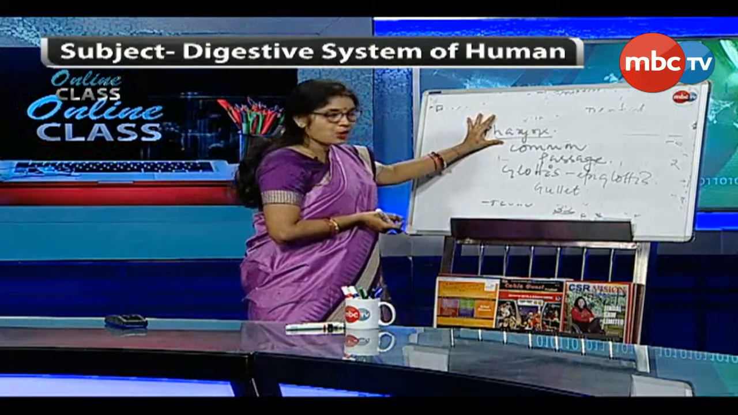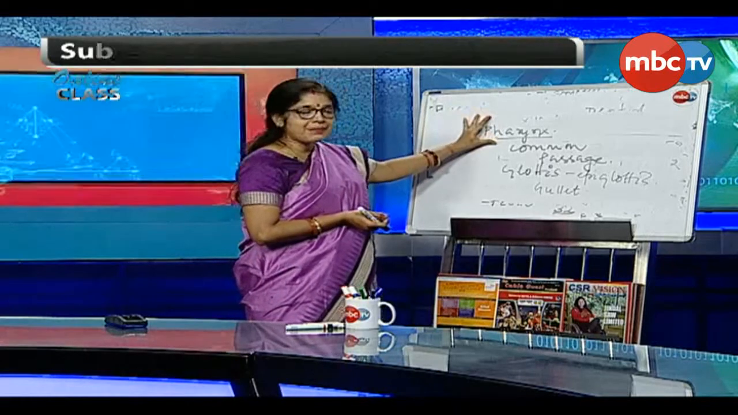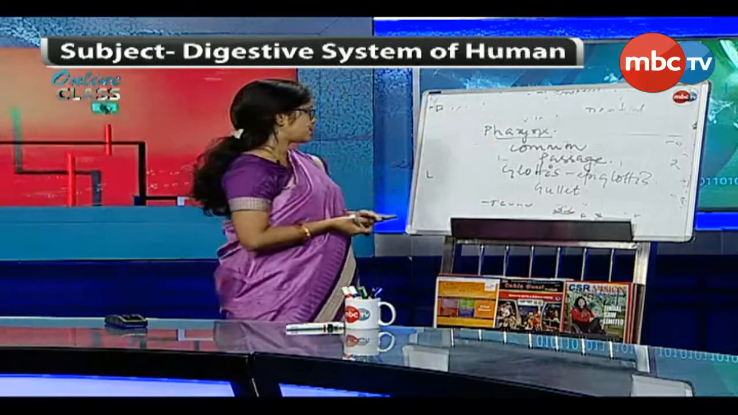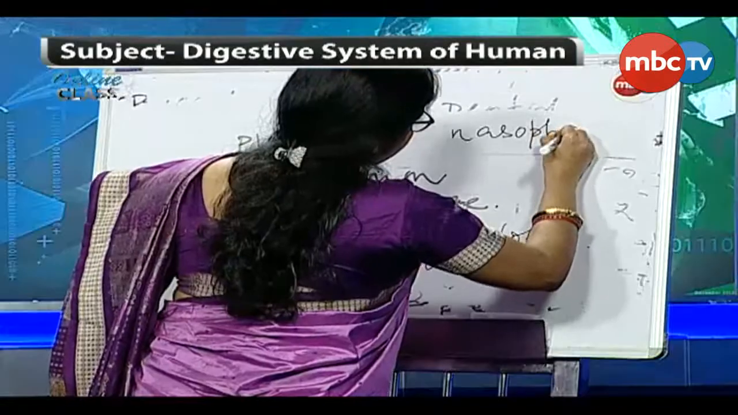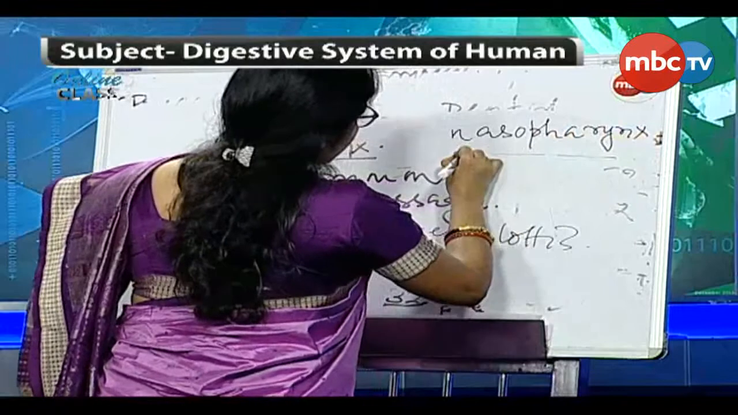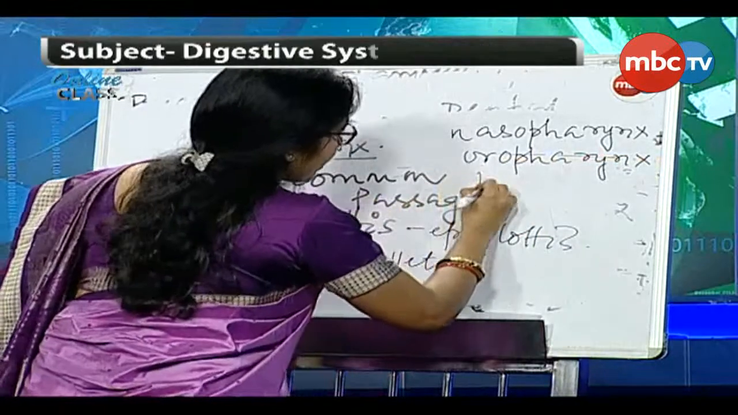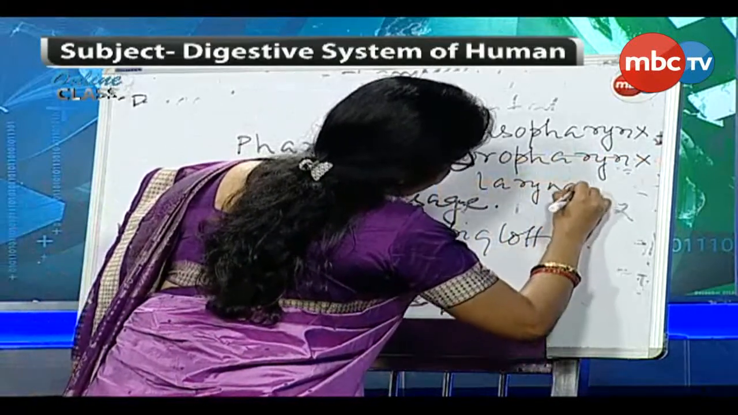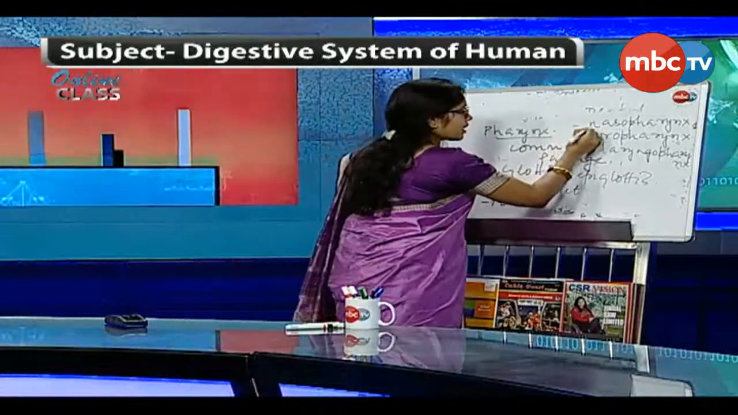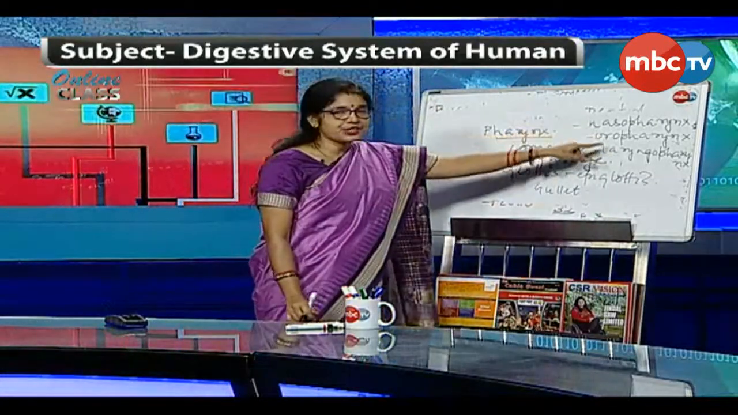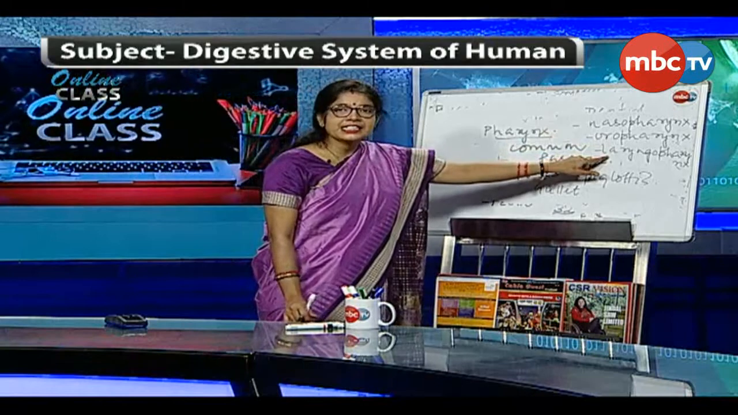pharynx. So, pharynx is the common passage. Though it is the common passage, we can take food and air at the same time because of different structures. The pharynx is divisible into nasopharynx, oropharynx, and laryngopharynx. So, these are the different parts of the pharynx. Pharynx is divisible into three different parts. First one is nasopharynx, second one is oropharynx, and third one is laryngopharynx.